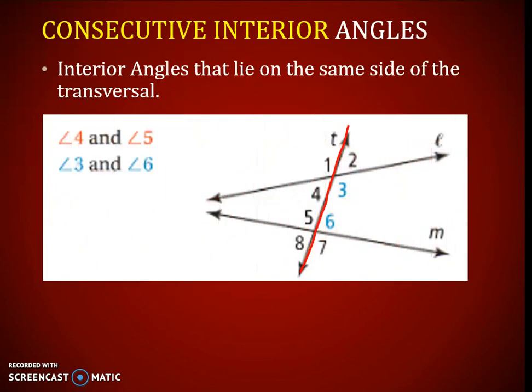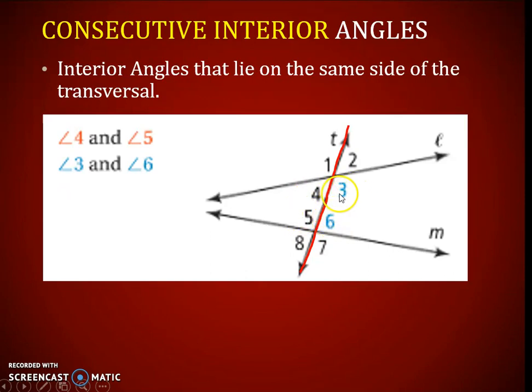Consecutive interior angles. Interior angles that lie on the same side of the transversal. So right here, when you have a transversal, this is T, transversal. 4 and 5, they're consecutive interior angles. They lie on the same side of the transversal, right here on the left side. And then 3 and 6 are consecutive interior because they lie on the right side of the transversal. So these two are consecutive interior.